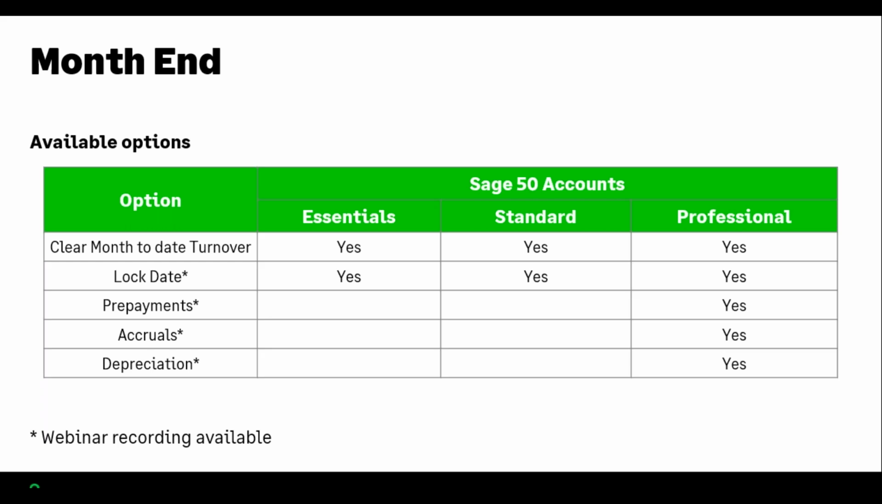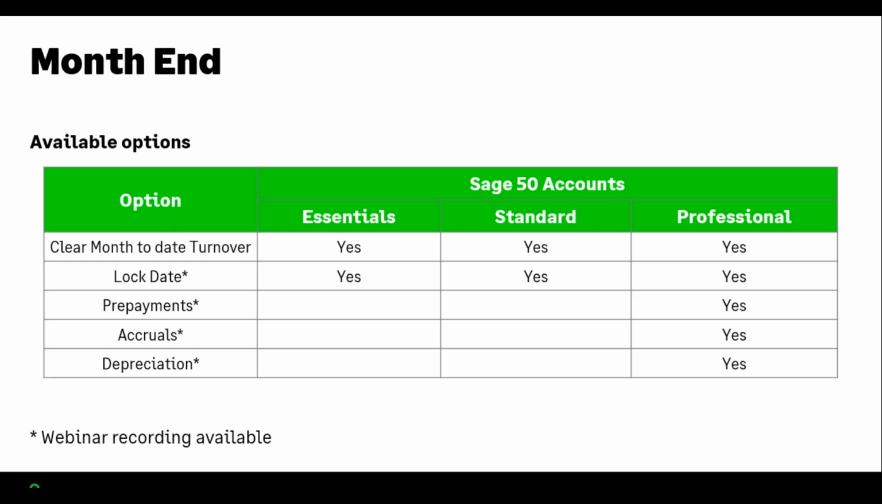So these are the available options. For example, if you are using month end to set a lock date, I'm going to show you how you can set a lock date without doing the month end. You can also clear month to date turnover for your customers and suppliers without having to run the month end. Again, it's up to you.